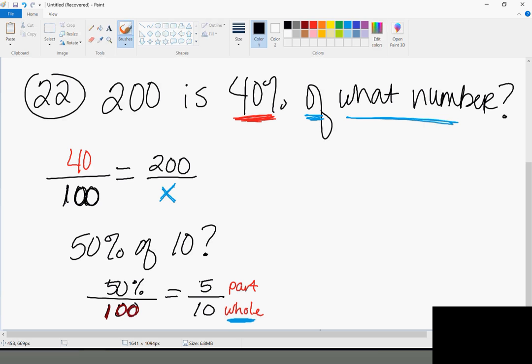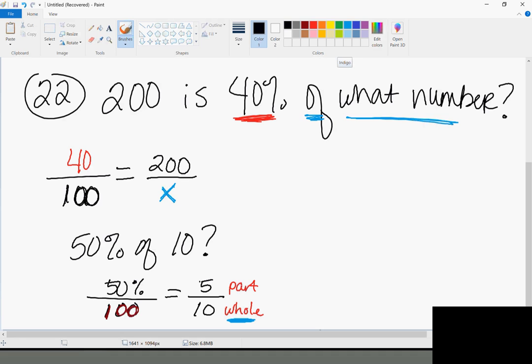So what I'm doing is setting up a proportion to help me solve this type of problem. And the beauty of this proportion is that it works no matter what you're solving for. You fill in what you know, and you solve for what you don't know. We're about to solve it, but I just want to see if this makes sense so far. Are there any questions so far?